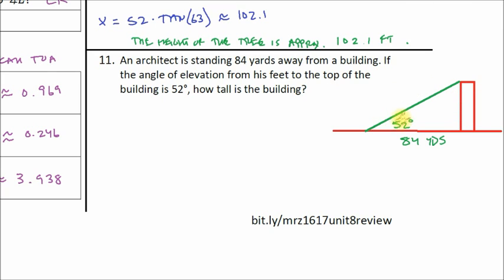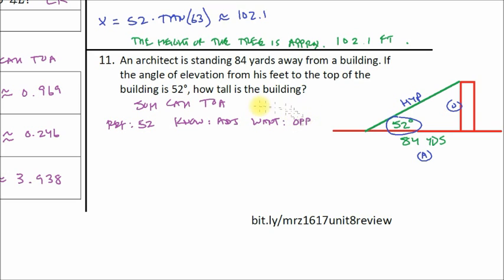All right, we've got a reference angle of 52. This is the hypotenuse. If that's our reference angle, then 84 yards is adjacent and the height of the building is opposite. So let's go ahead and set up our trig. SOHCAHTOA, our reference angle is 52. Again, we know adjacent. We want opposite. Adjacent and opposite is tangent.